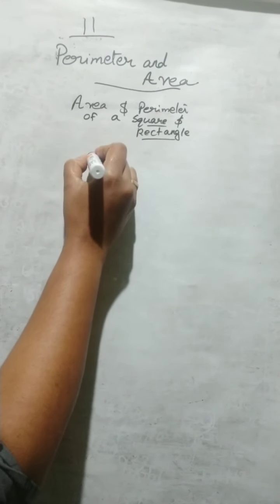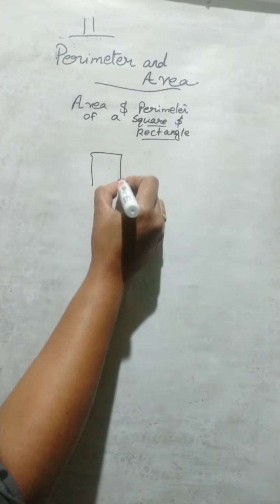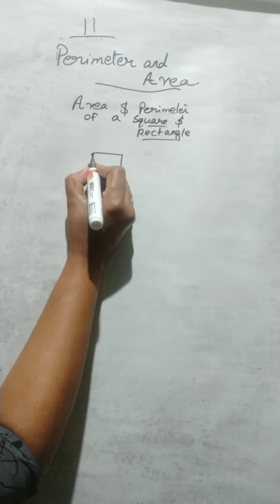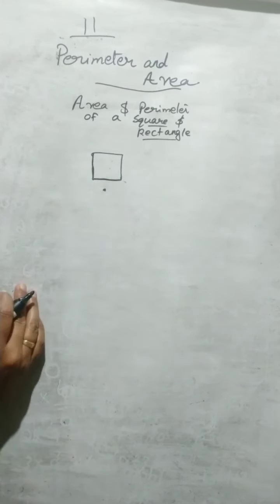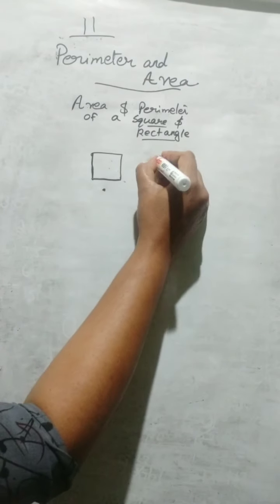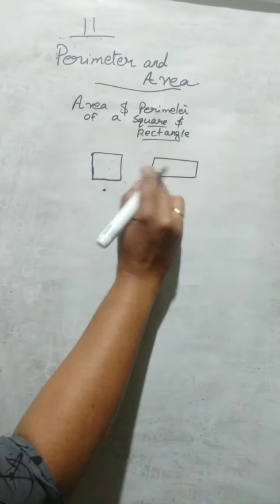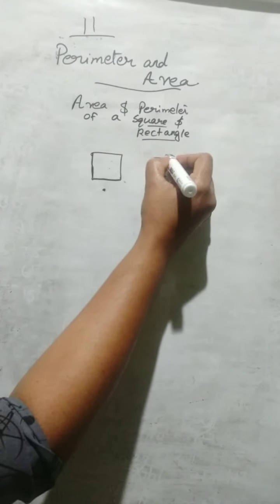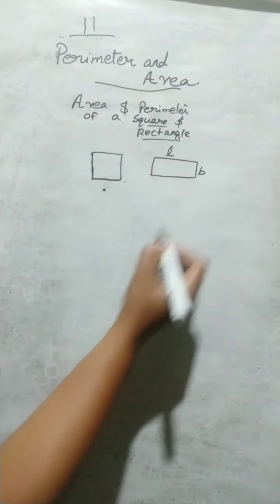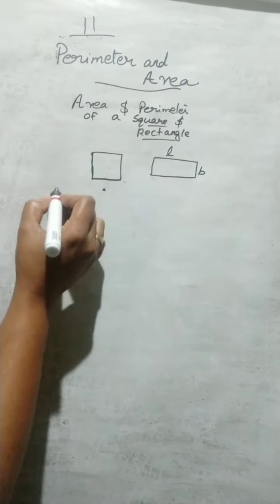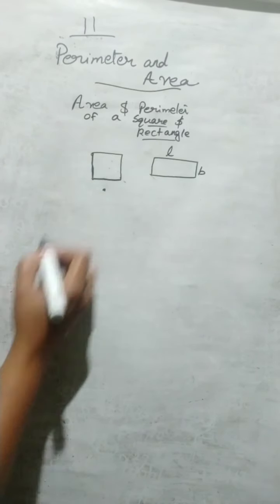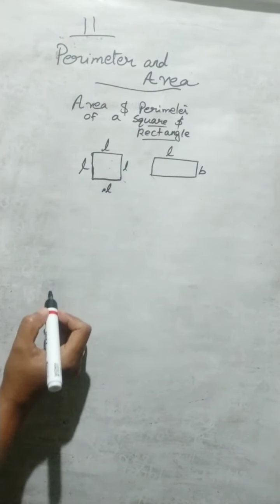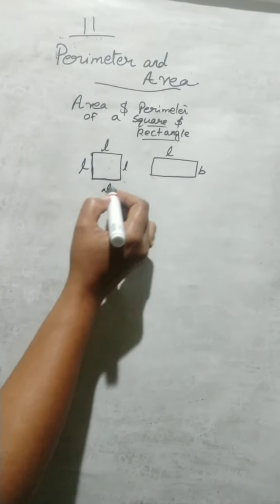Then for a square, all sides are equal. But for this rectangle, opposite sides are equal in length. Clear? Now we can say this is the length and this will be the breadth. For a square, all sides are the same. If it is L, this also will be L. All sides will be L. Clear?